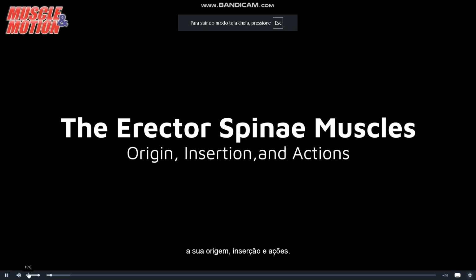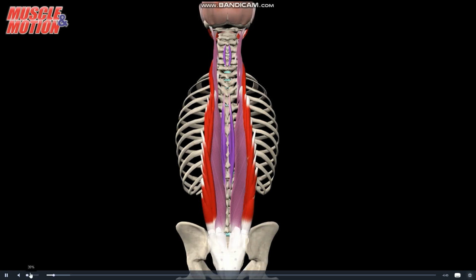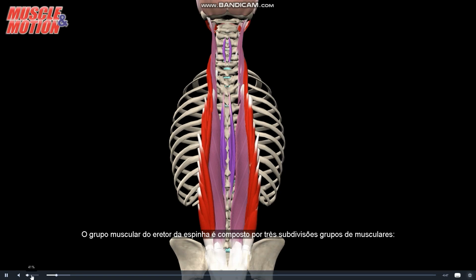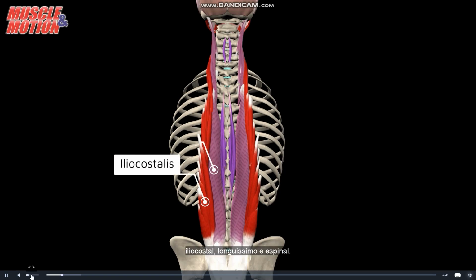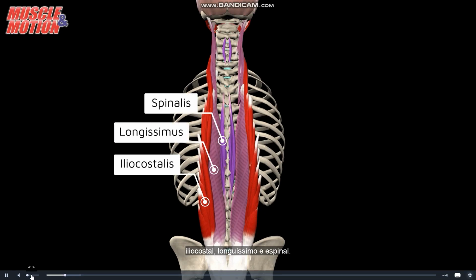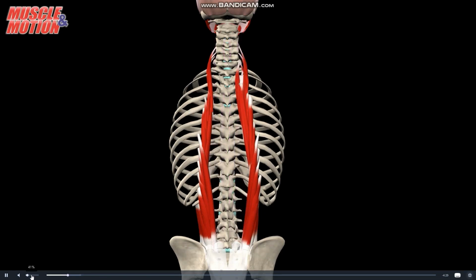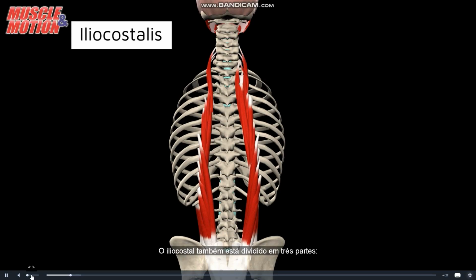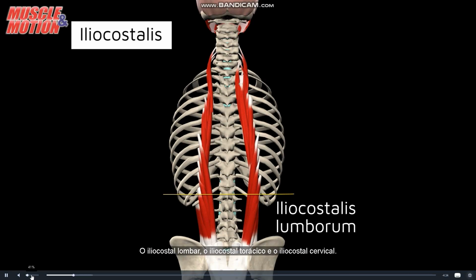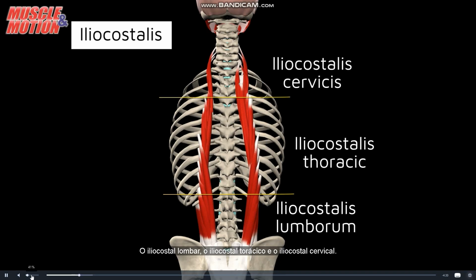Their origin, insertion, and actions. The erector spinae muscle group is made of three subdivision muscle groups: the iliocostalis, the longissimus, and the spinalis. The iliocostalis is also divided into three parts: the iliocostalis lumborum, the iliocostalis thoracic, and the iliocostalis cervicis.